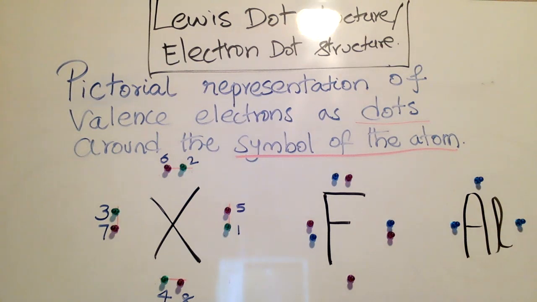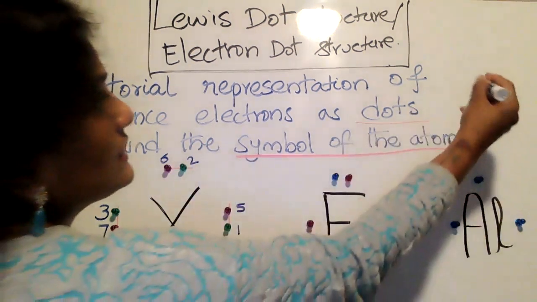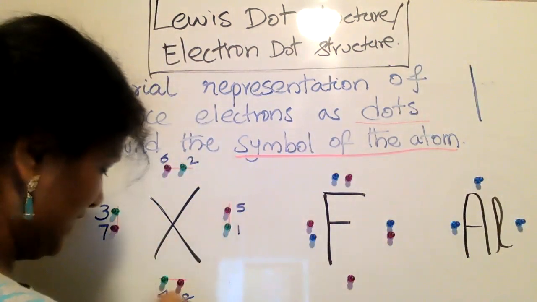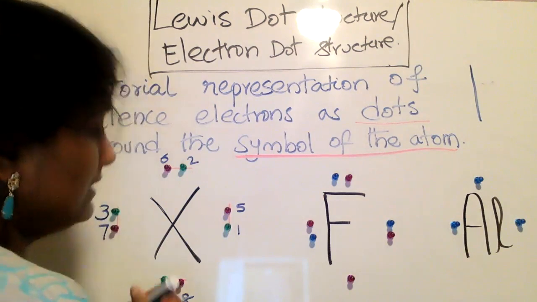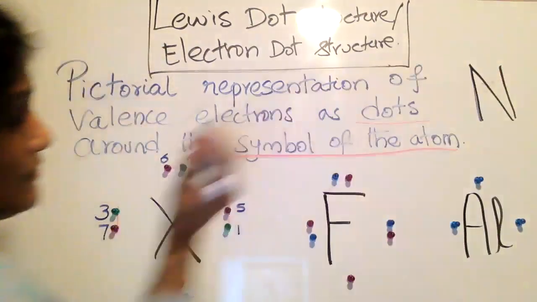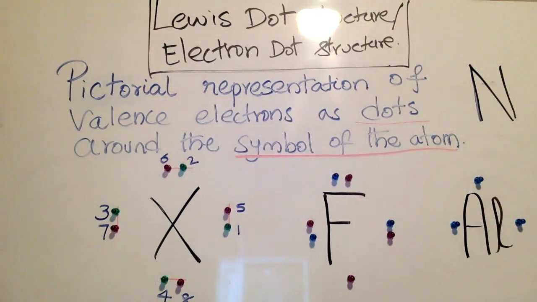Okay, so now I'm going to give you one and you're going to try. Can you try for nitrogen? Pause the video. The nitrogen symbol is N. So pause the video and try by yourself. Then you can check the answer.